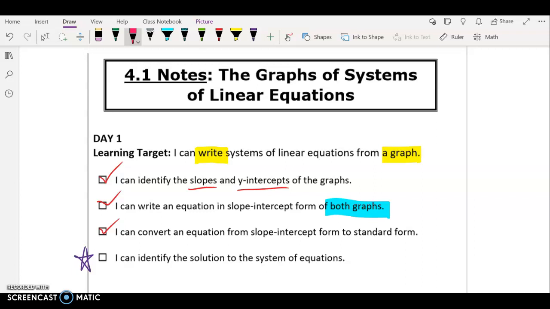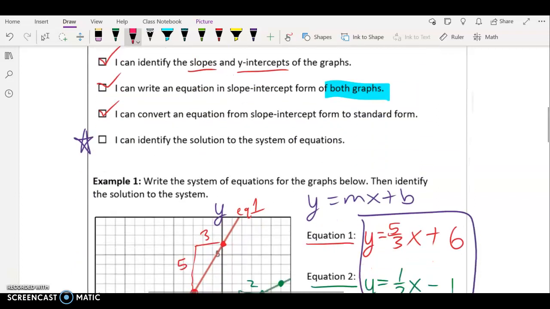Hi everyone. So we're back for day 2 of the 4.1 notes on graphs of systems of linear equations. So let's recap what we learned in the previous video.